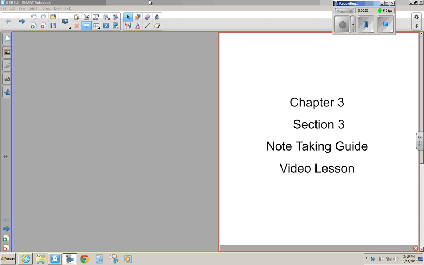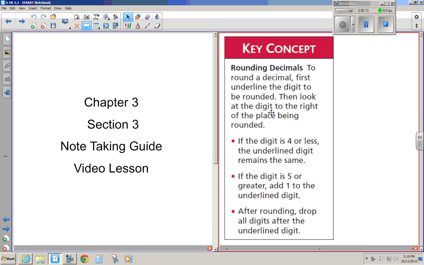Welcome to Chapter 3, Section 3. It is entitled Rounding Decimals. And you really need to look at this part, these key concepts. Rounding decimals. To round a decimal, first underline the digit to be rounded.